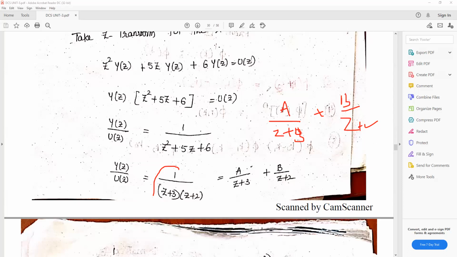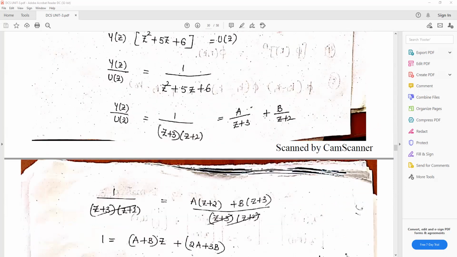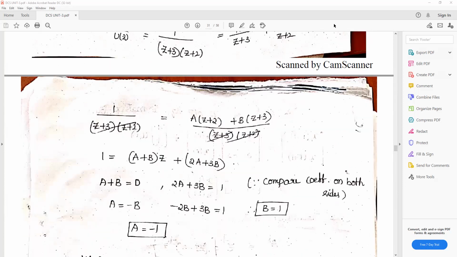So apply the partial fractions. In the denominator, two terms, two roots. So A by z plus 3 plus B by z plus 2. So find the A and B values. Take LCM in the denominator.